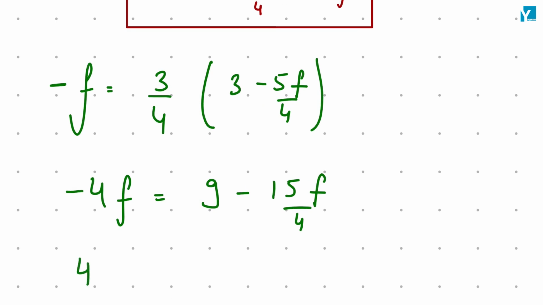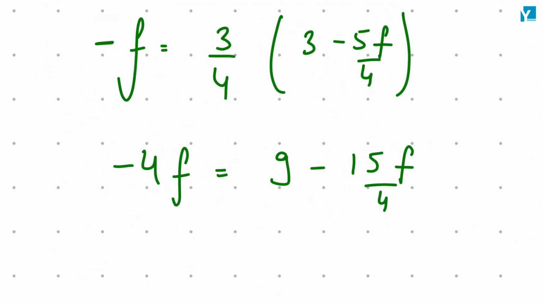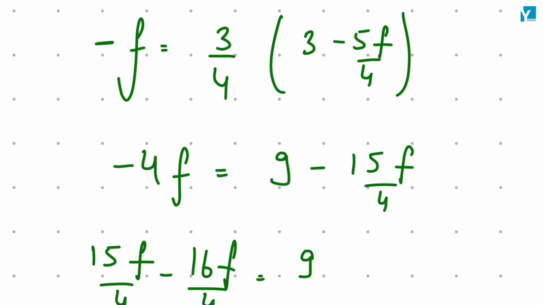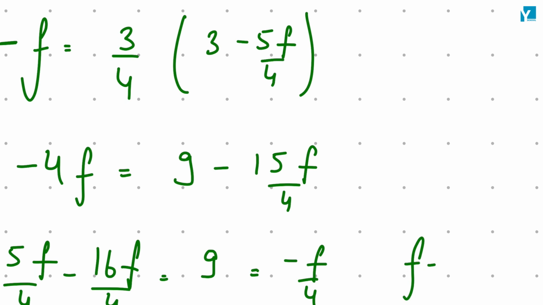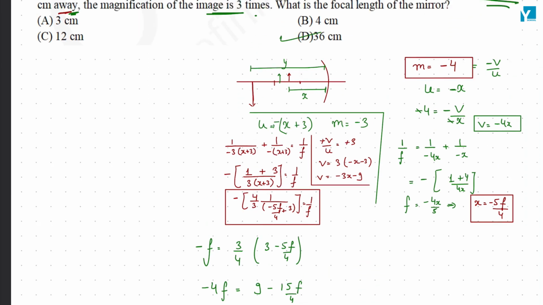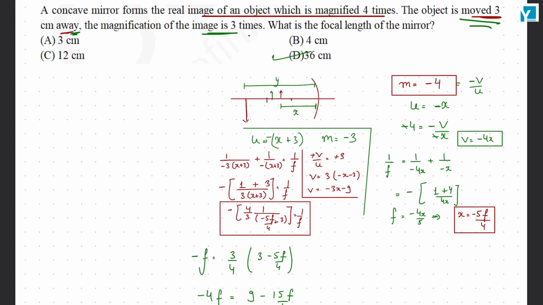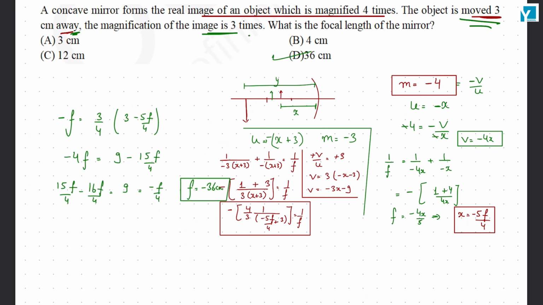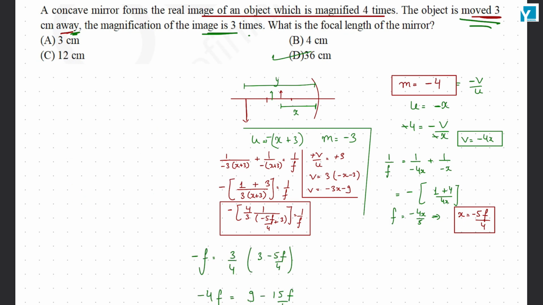And let's bring the right hand side here. 15f by 4 minus 16f by 4 is equal to 9, which is equal to minus f by 4. So focus comes out to be minus 36 centimeters. Do we have this answer in the option? Yes, we do. 36 centimeters. This is going to be our answer, and this is going to be the lengthy solution that we have been working on for the past 5 minutes. Alright.